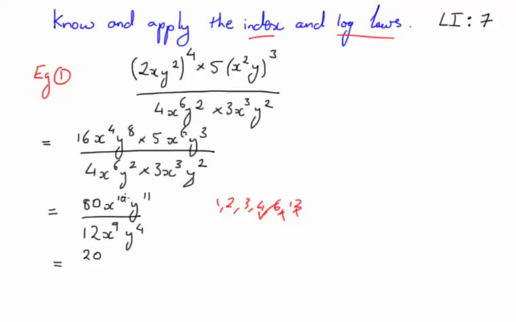X to the power of 10 minus 9. So x to the power of 10 divided by x to the power of 9 just gives us x. Y to the power of 11 divided by y to the power of 4 is y to the power of 7. And then that is all over 3. Have I done that right? 12 divided by 4 is 3. 80 divided by 4 is 20. Yep, that looks good to me.